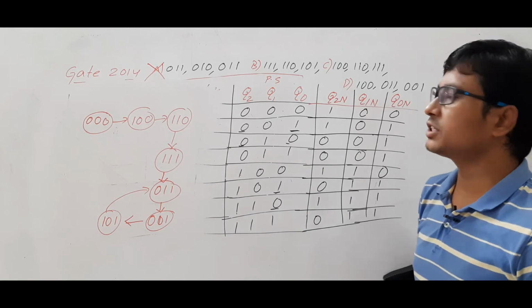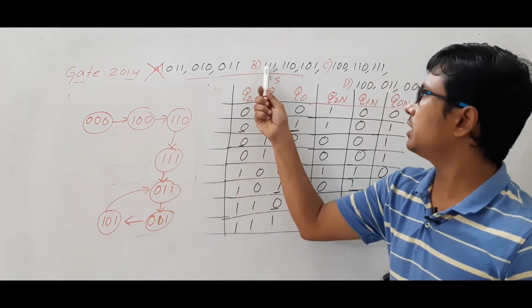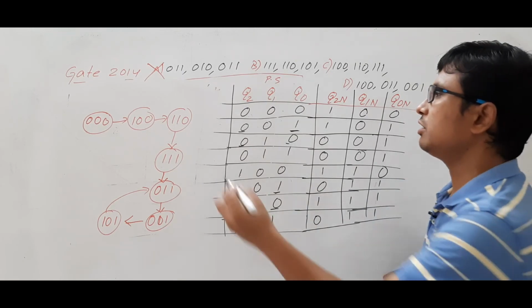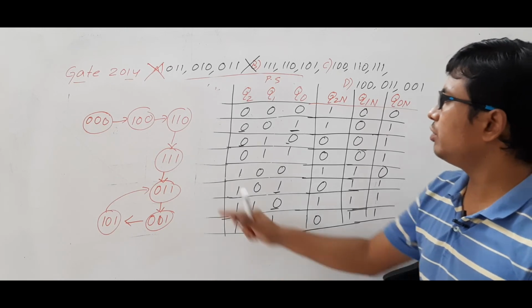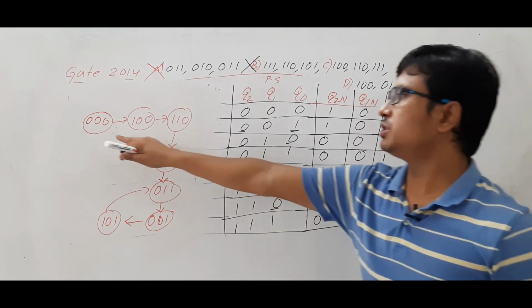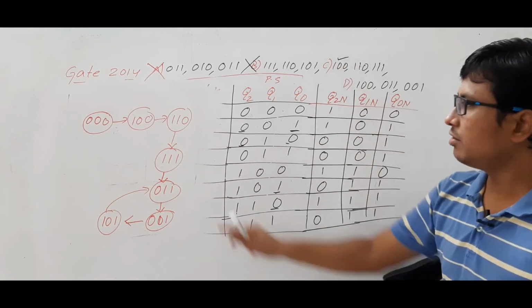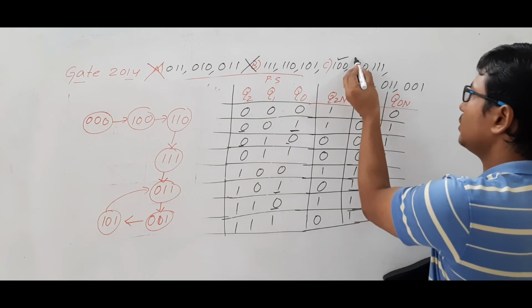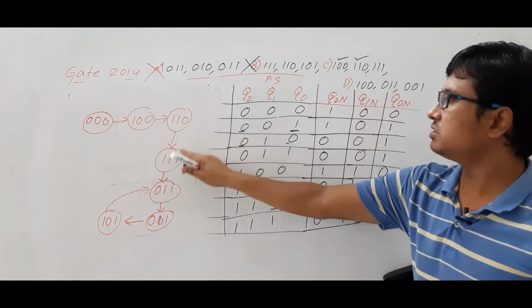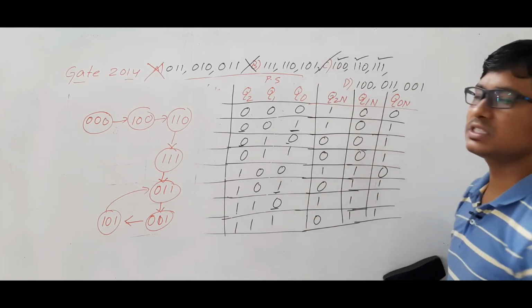Now come to option B. Option B is saying that from 0, 0, 0, it went to the next state 1, 1, 1. But it went to 1, 0, 0. So even option B is wrong. We will see option C. From 0, 0, 0, it went to 1, 0, 0. Yes, correct. From 1, 0, 0, it went to 1, 1, 1. Sorry, 1, 1, 0. Correct. From 1, 1, 0, it went to 1, 1, 1. It is also saying 1, 1, 1. So option C is correct.